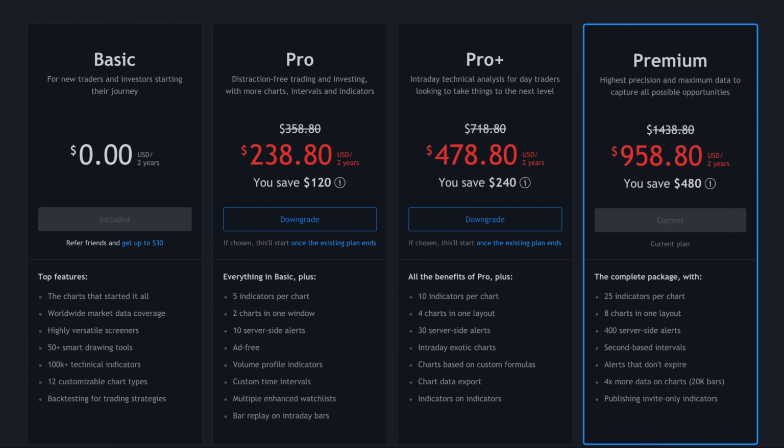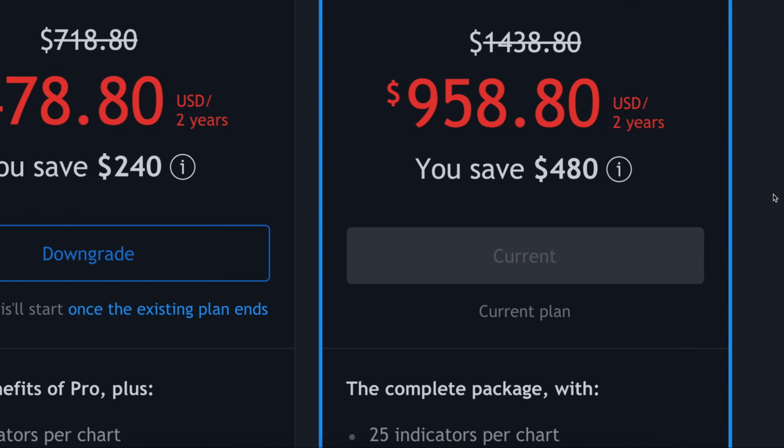And the cool thing is that you don't even have to pay for TradingView. They have a basic plan, which is $0. Although it is a little bit limited in what it does have to offer, it is very good for beginners. Eventually, as your skills increase, you can get up to the premium, which is what I use currently, but you don't have to.